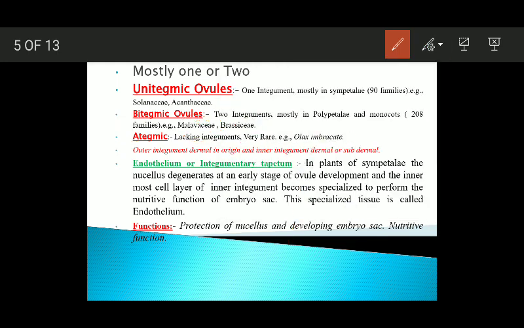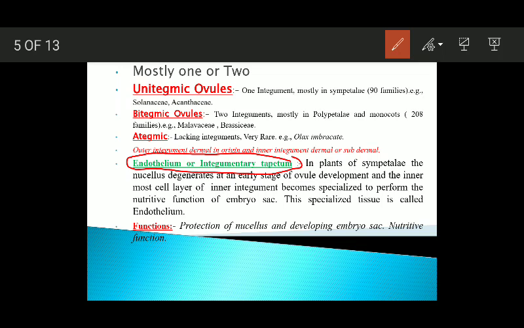Now, the origin of outer and inner integuments. The outer integument is dermal in origin, and the inner integument may have either dermal or subdermal origin. Dermal origin means the outer integument arises from the epidermal cells, and subdermal means it arises from the subepidermal cells. Now there is one more important term here, which is endothecium or integumentary tapetum.